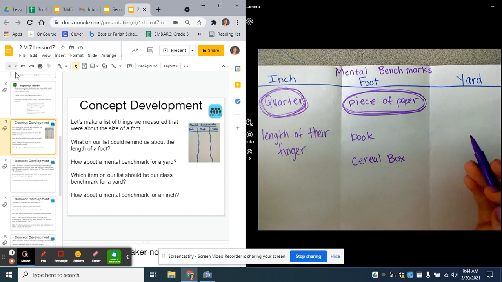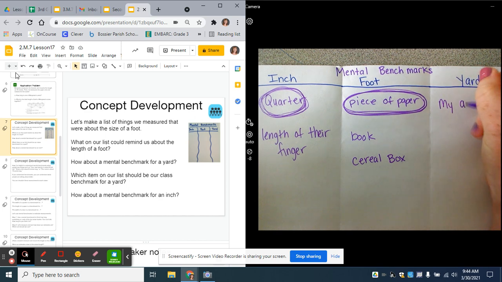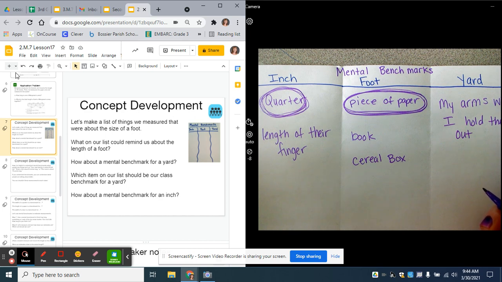All right, what about a yard? Yard's much bigger. I think of my arms, when I have them stretched out. That would be about a yard. What about a bike? A bike is about a yard long. Or the width of a door. That's about a yard.